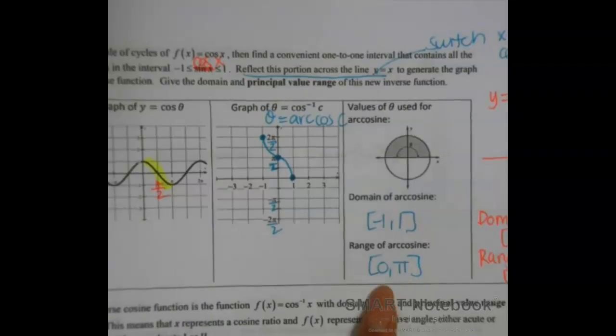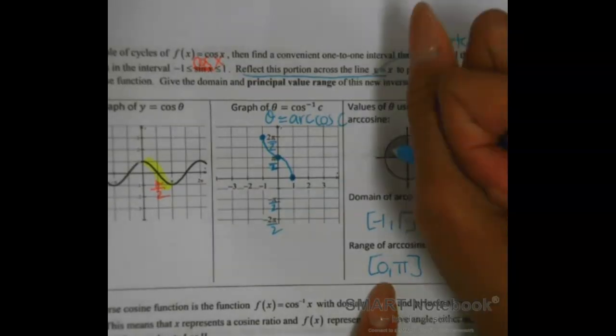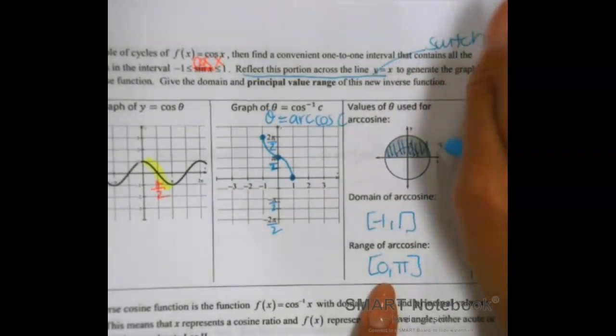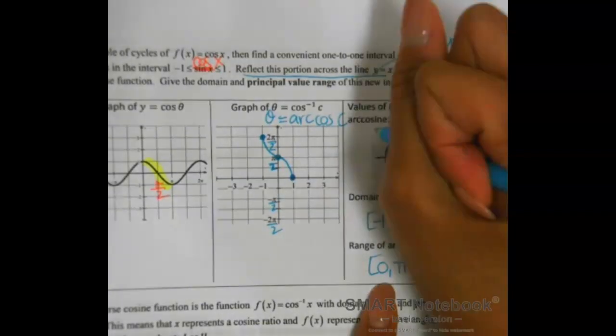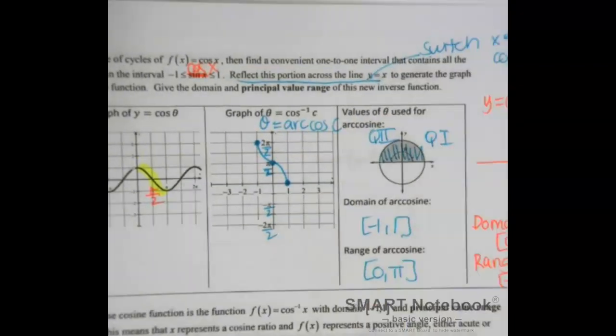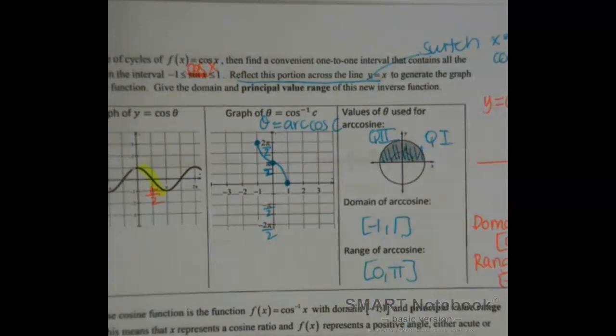Just like we see up here for your range, going from 0 to pi. 0 to pi now in the unit circle is in the first 2 quadrants. So it's going from quadrant 1 to quadrant 2. That's a little different from arc sine. Arc sine was in quadrants 1 and 4. Now we're looking at quadrants 1 and 2.